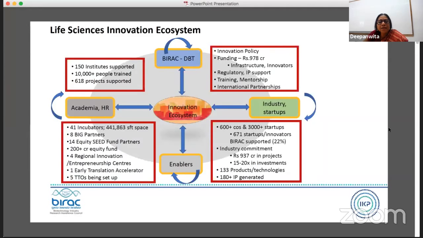In terms of academia, the link that continues is about 150 institutes that have been supported so far by BIRAC, about 10,000 plus people trained, and about 618 projects supported. This is not a small number. And if I talk of Mariana Mazzucato, I don't know how many of you have heard, she is an Italian-American economist of repute, and she has a very nice thing to say. She says, the real driver of innovation isn't lone geniuses. It's the state investment. State investment really makes the needle of innovation move, and we are very thankful to BIRAC to be able to do that.